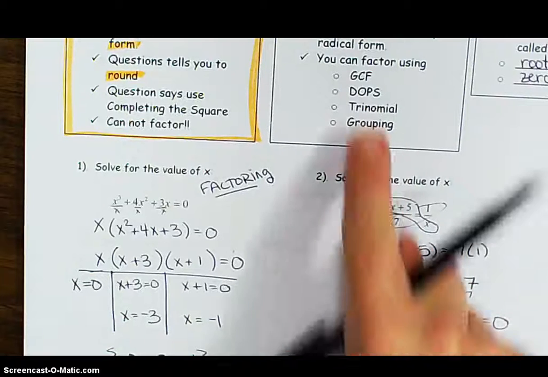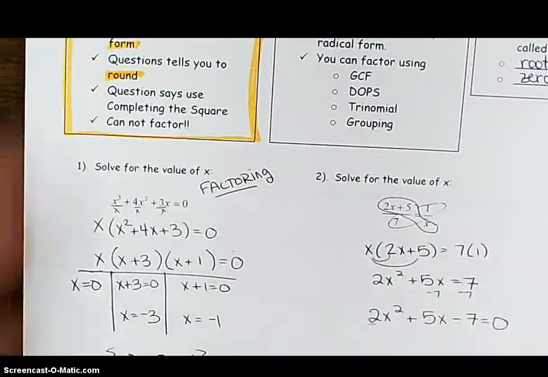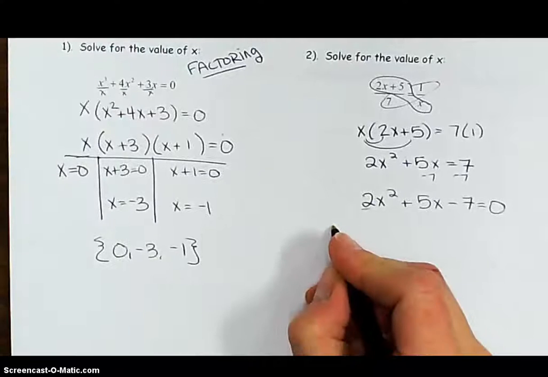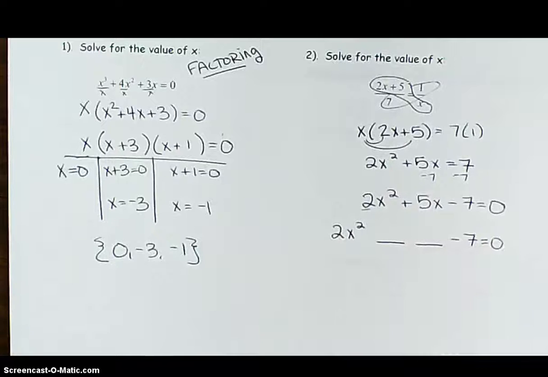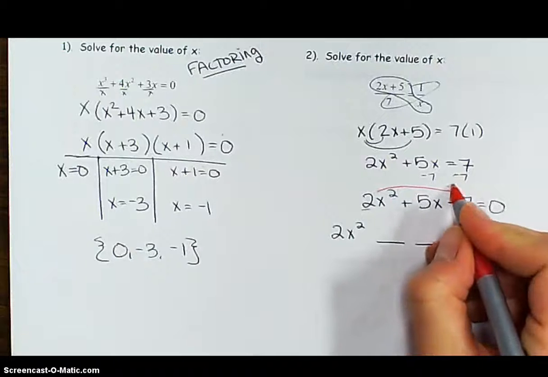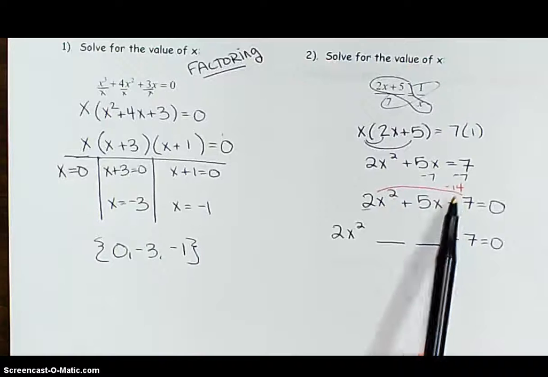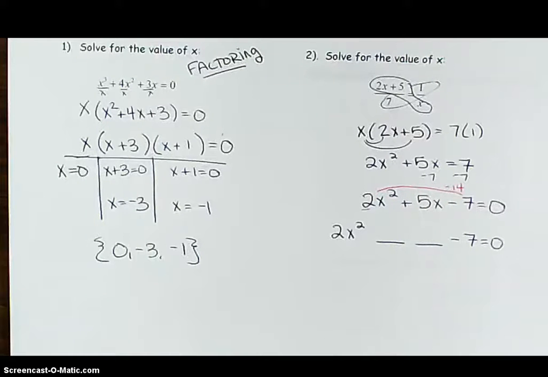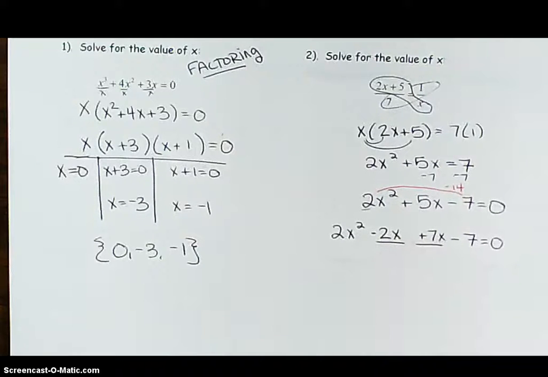So let's take a look. Is there a GCF? Nope. We can't use trinomial because this number is bigger than 1. So that means we're going to use the grouping method here. So let's go ahead and practice that. 2x squared blank blank minus 7 equals 0. Now we take the first number and the last number and we multiply them together. So we're going to get negative 14. So can you think of two numbers that multiply to negative 14 and add to 5? Well, I think that's going to be 2 and 7. So I'm going to go ahead and do a negative 2x and a plus 7x.